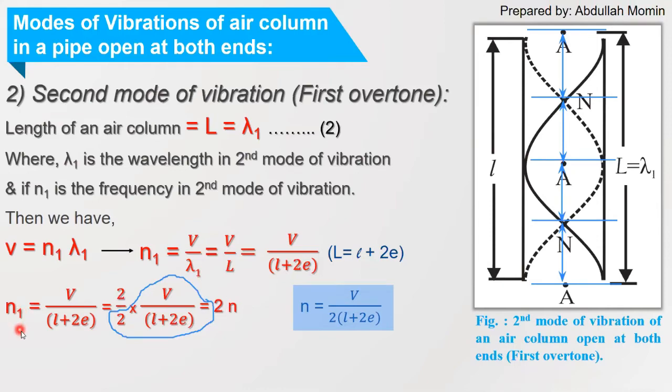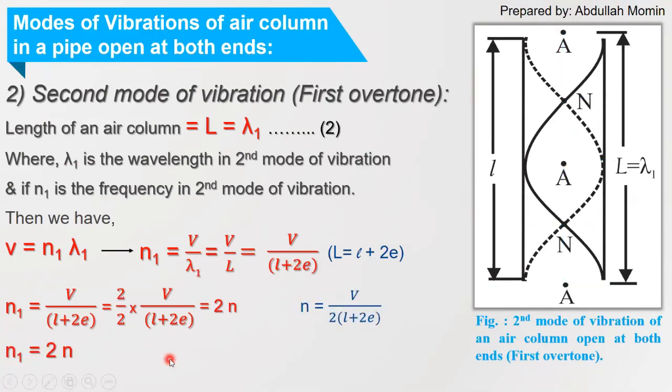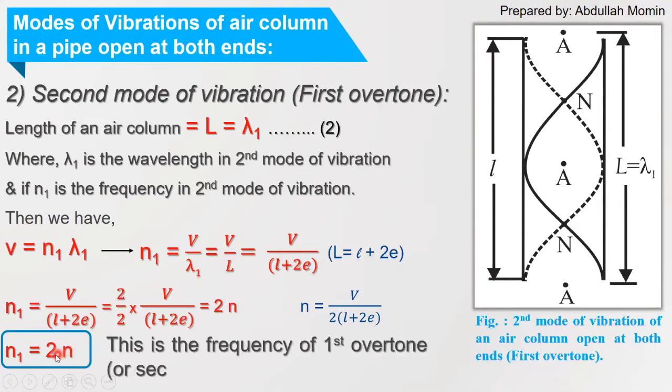So now we get N1 as 2n, and we say that N1 is the frequency of the first overtone, and this n is multiplied by 2, so it is the frequency of the second harmonic. So this bracketed equation is the frequency of the first overtone or the frequency of the second harmonic.